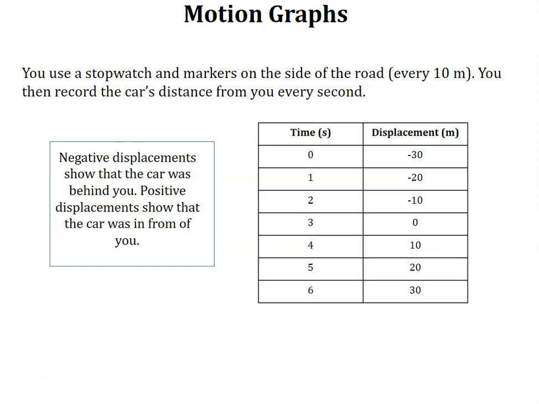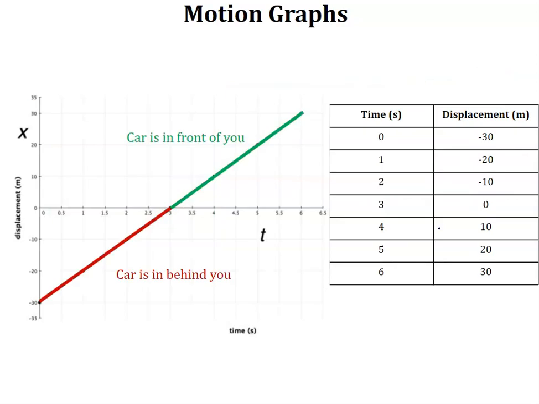Negative displacements show that the car was behind you. Positive displacements show that the car was in front of you. You are the origin point. So when the car passes you, that means the car is 0 meters away from you. The negative and positive signs are just there to show that the car is on one side of you or the other. So let's go ahead and graph the data. If we graph the data, we start with the car behind you, and then we have the car in front of you. Negative, positive on our displacements.